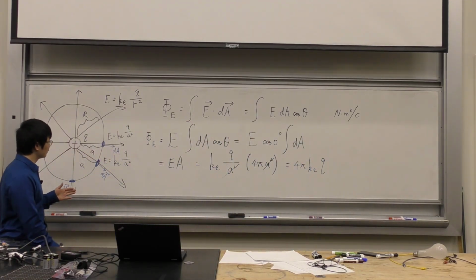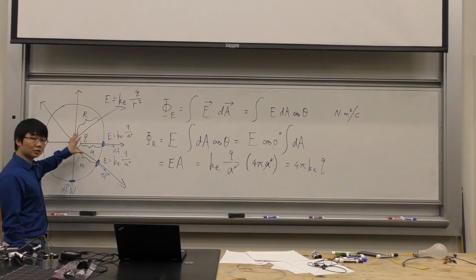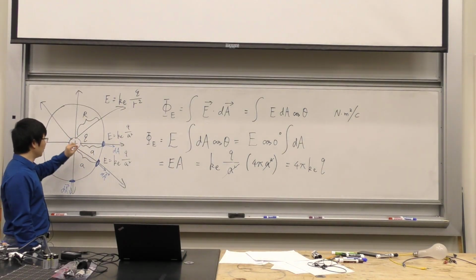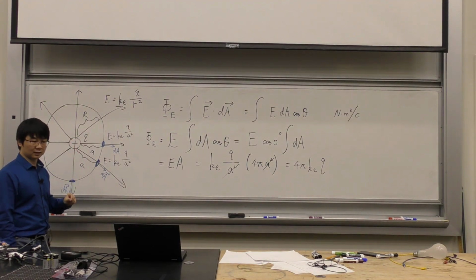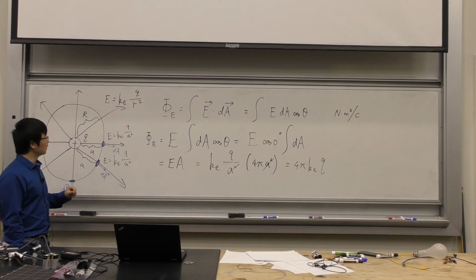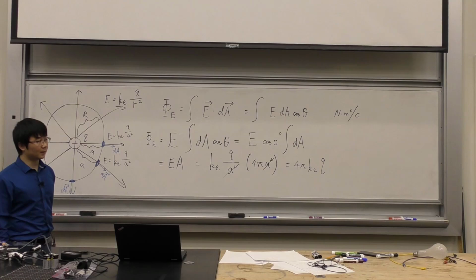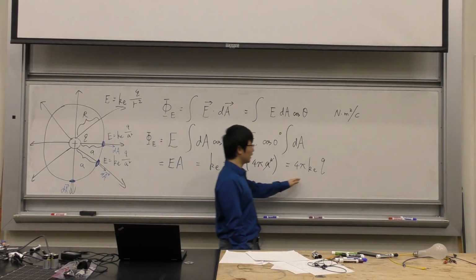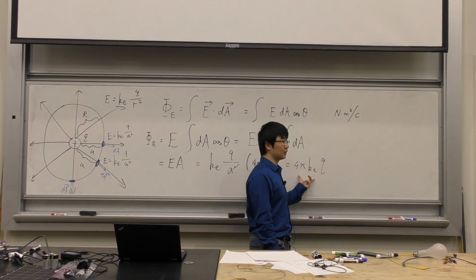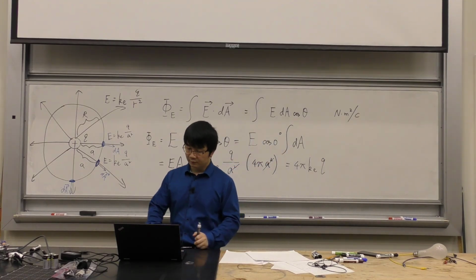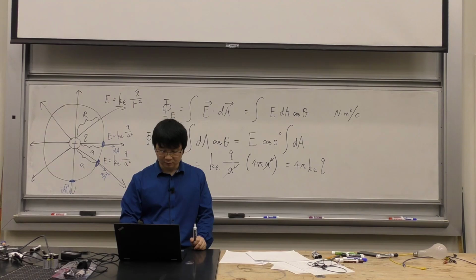So this is going to be a general conclusion. If there is a source charge, a single point charge, and I put this point charge right at the center of the spherical surface, then the electric flux through this surface is just going to be 4 pi Ke Q. I don't even need to do any integral. This is going to be a very nice conclusion.